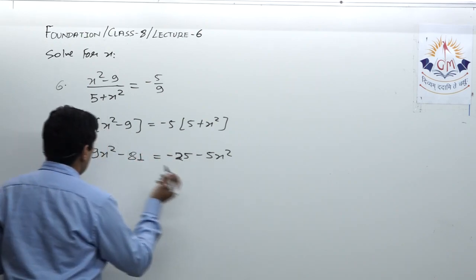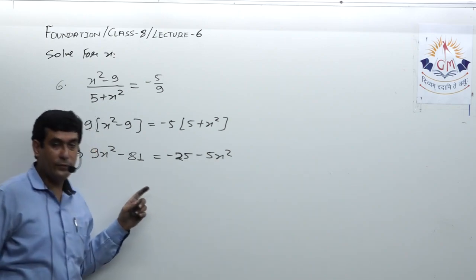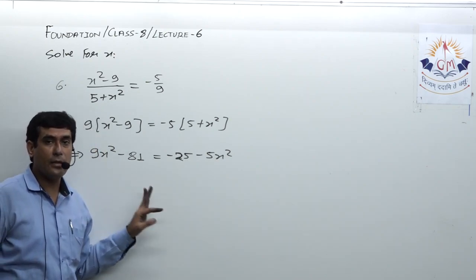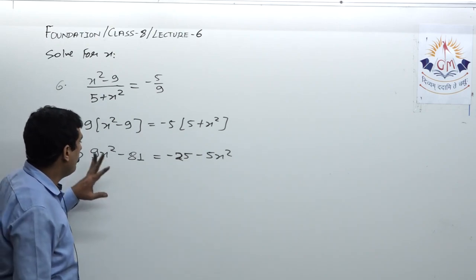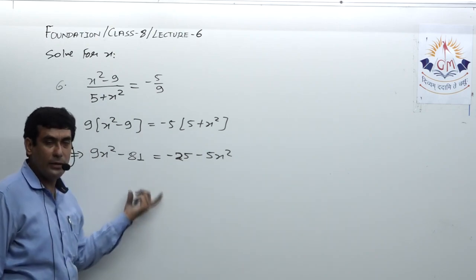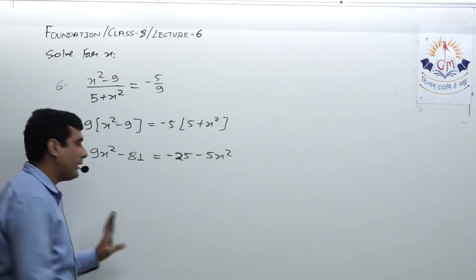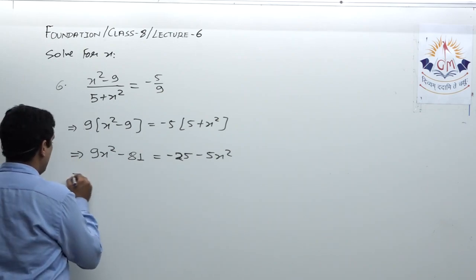So now I will see, this is the first question in which x square is not being cancelled. So actually I will say that this is not the question of linear equation in one variable, but still it is possible to get the value of x. Let us see how to find it further.